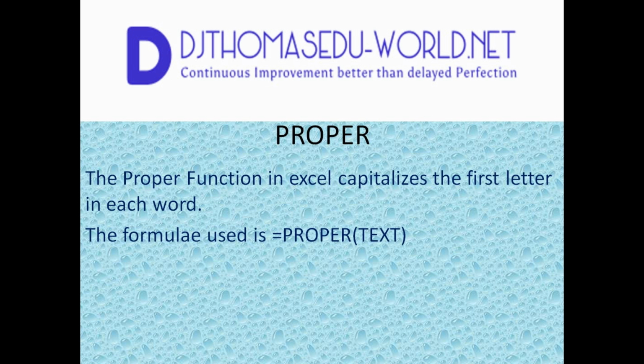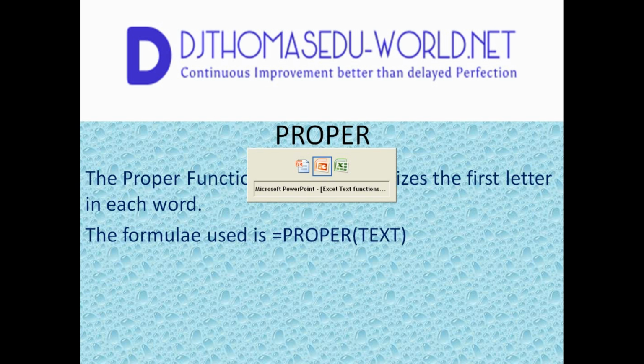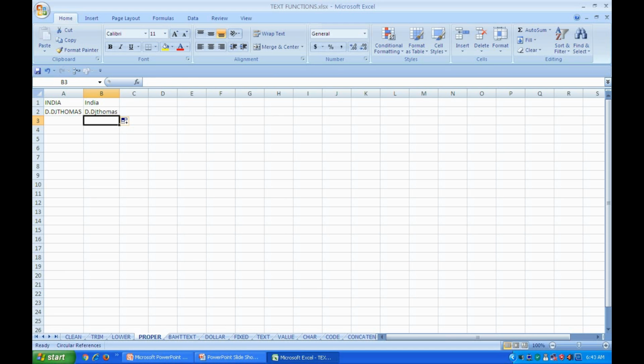Moving on to the next function, PROPER. The PROPER function capitalizes the first letter in each word. The formula used is PROPER, and select the text which you want to capitalize. Let's see in Excel how it is done.